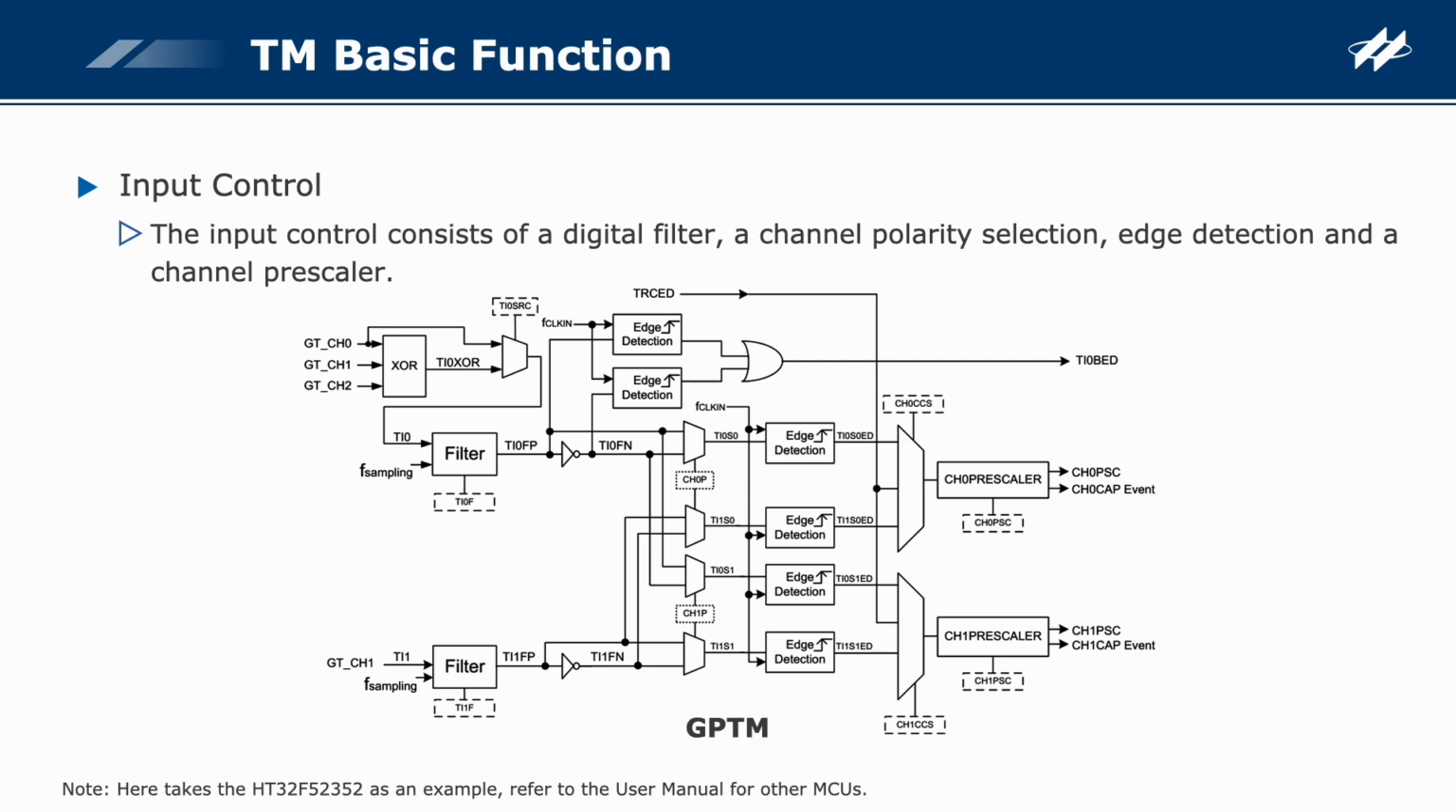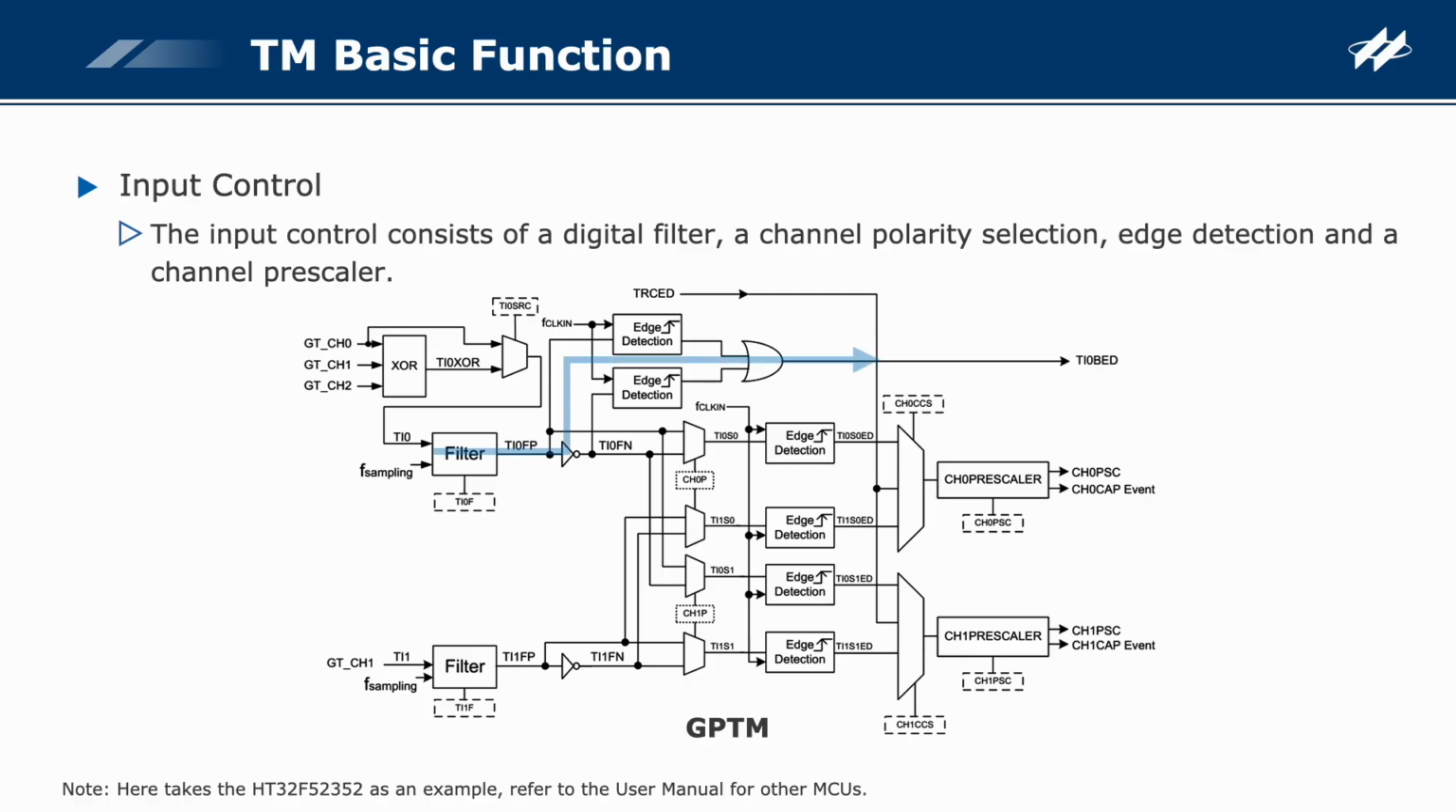The channel 0 input signal TI0 can be chosen to come from the GTCH0 signal or the exclusive OR function of the GTCH0, GTCH1 and GTCH2 signals. The channel 1 input signal TI1 is from the GTCH1 signal. The channel input signal TIX is sampled by a digital filter to generate a filtered input signal, TIXFP, where X can be 0 or 1.